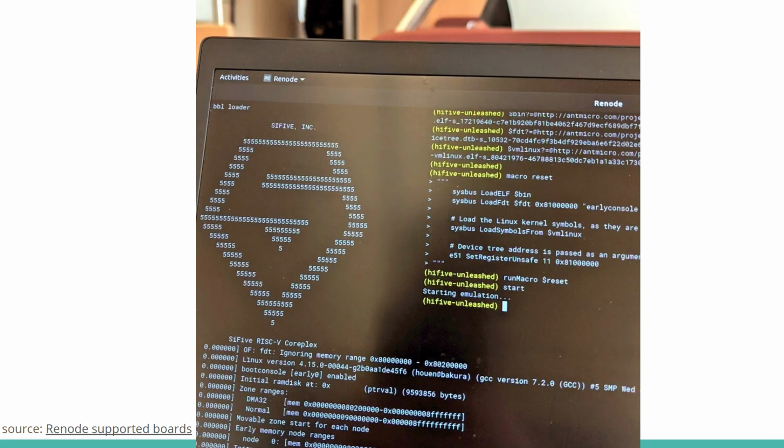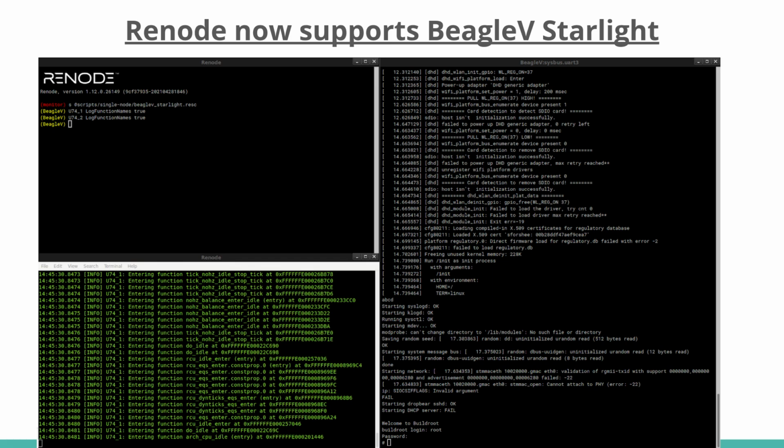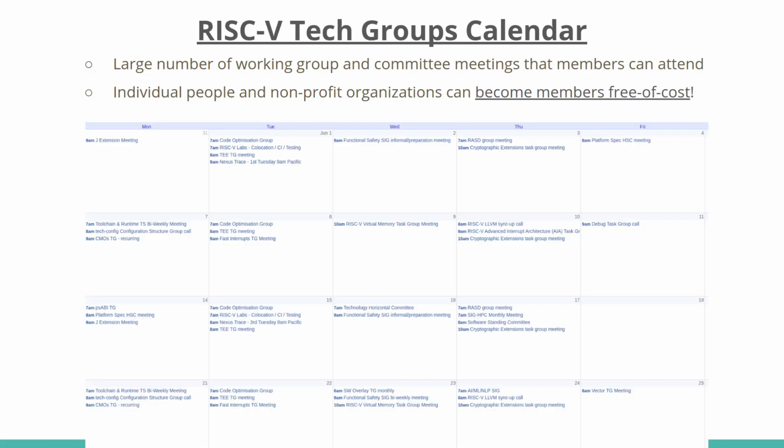So here's me on a train actually going to, I think, Embedded World last year from Berlin, where I was living at the time. So I'm on the Deutsche Bahn and I'm simulating the SiFive Unleashed board using Renode on my laptop. And Renode now has support for the BeagleV Starlight. So even before the board comes out as a product, you can go and emulate the BeagleV Starlight on your laptop or workstation.